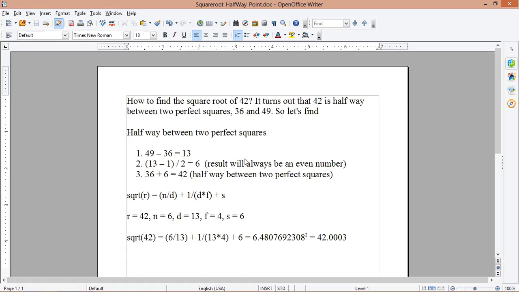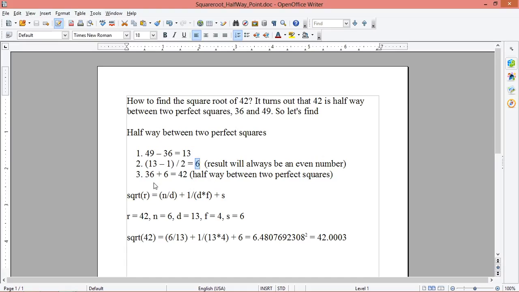Now in step two, we always subtract 1 from the result we get in the first step. So 13 minus 1, and then we divide by 2. In this case, 13 minus 1 is 12, divided by 2 is 6, pretty straightforward math. And as it turns out, this result that we get in step 2 will always be an even number. Always. Whenever you're looking for the halfway point between two perfect squares, this number will always be even. And the distance between two perfect squares will always be odd. That's pretty cool, right? The distance between two perfect squares is odd, but the halfway point is always going to be even.